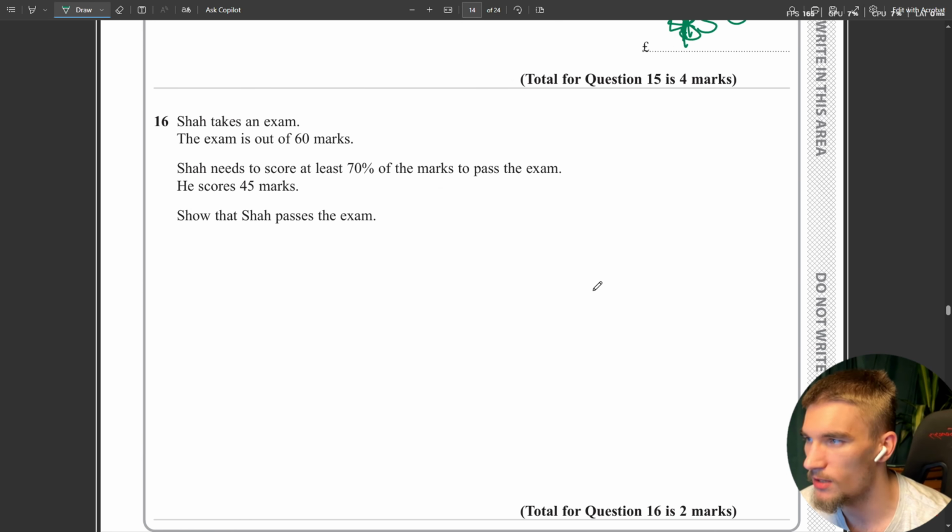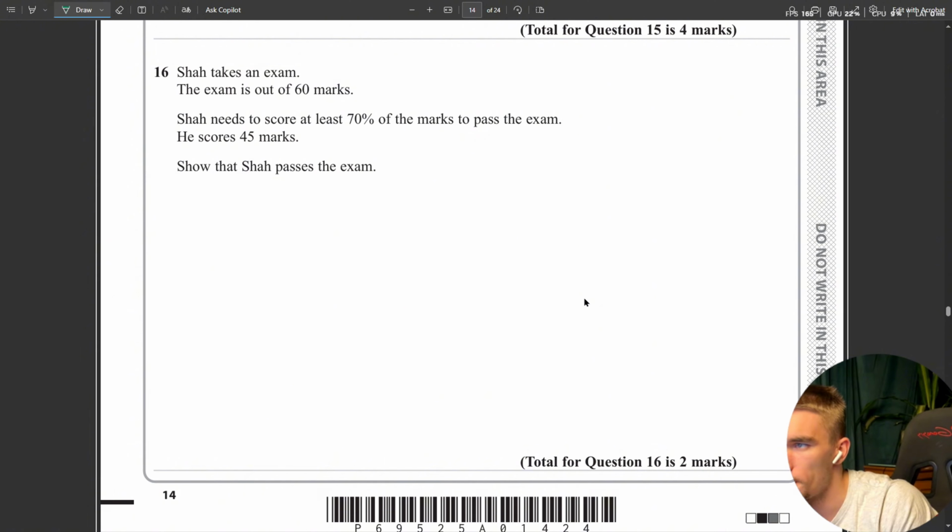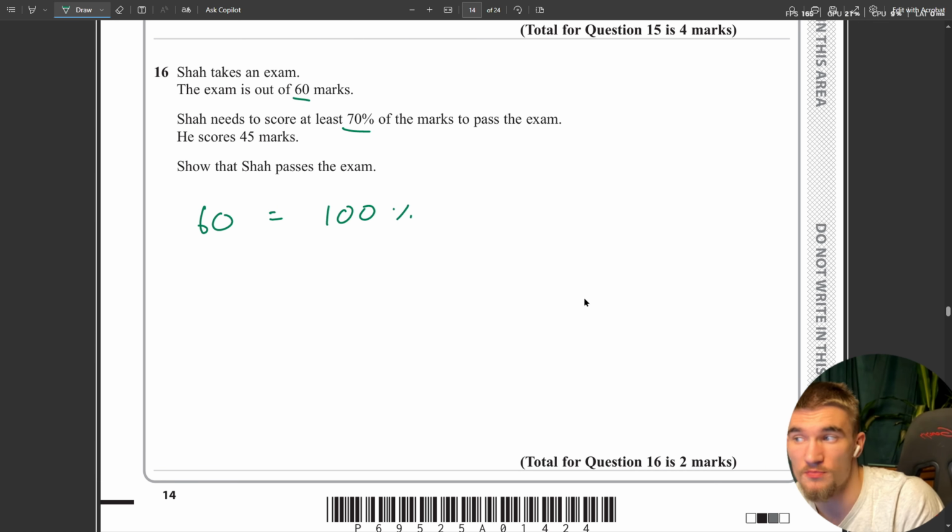Sachach takes an exam. The exam is out of 16 marks. Sachach needs to score at least 70% of the marks to pass the exam. He scores 45 marks. Show that Sachach passes the exam. Okay, so he needs to score 70% of 16 marks, right? So 60 marks equals my 100%, because if he scored 60 out of 60, he would get 100%, right?